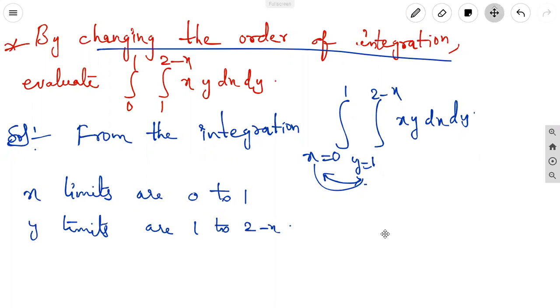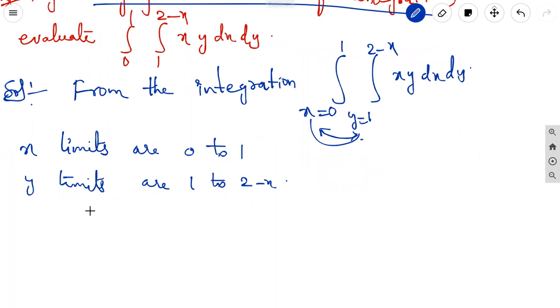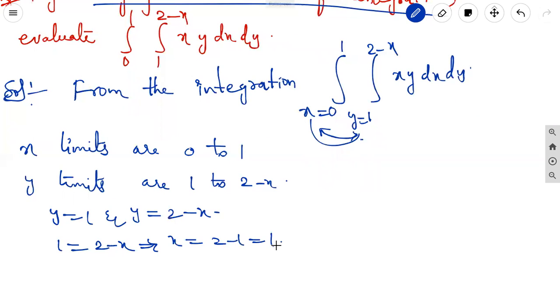Now, to change the order, first we take y equal to 1 and y equal to 2 minus x. From y equal to 2 minus x, x is equal to 2 minus 1, which equals 1. Next, what are the y values? Here x is equal to minus 2, minus 1, 0, 1, 2 and y equals 2 minus x. 2 minus of minus 2 is 4. 2 minus of minus 1 is 3. 2 minus 0 is 2. 2 minus 1 is 1. 2 minus 2 is 0.